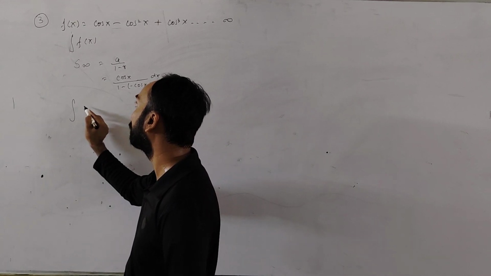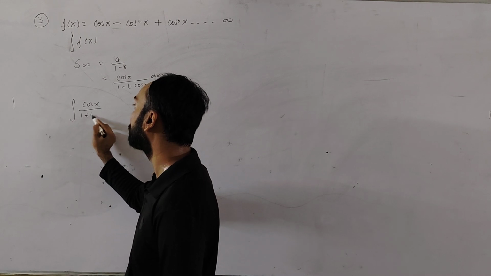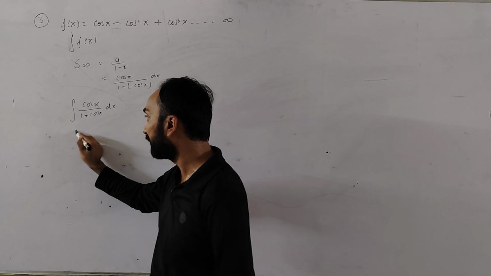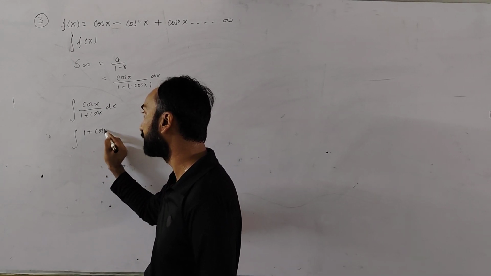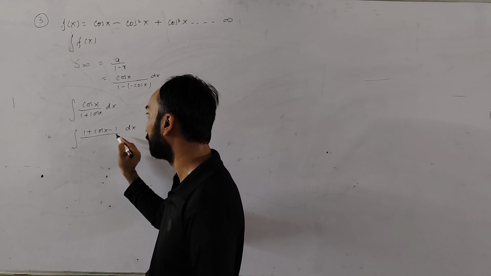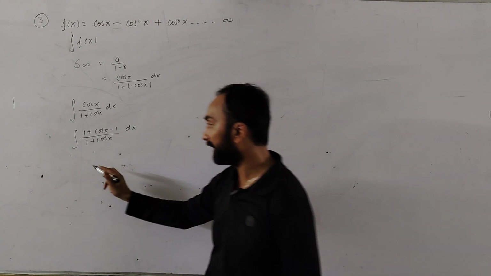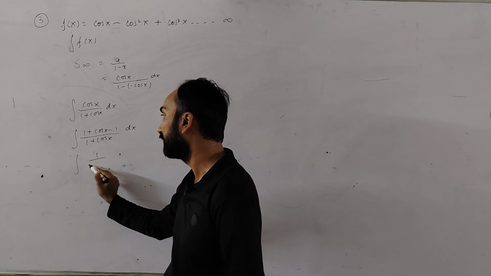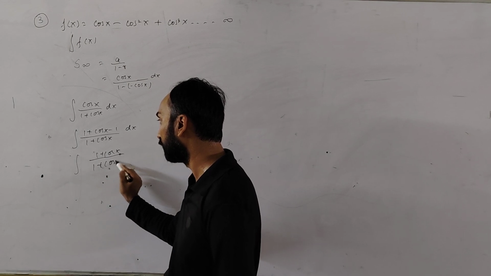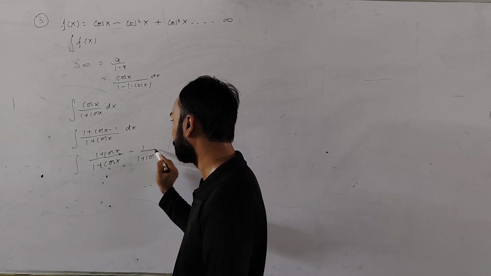Now we have to find the integral of cos x over 1 plus cos x dx. This integral we have to find. Now I am making a small change in the numerator: 1 plus cos x minus 1, that is, adding and subtracting 1 in the numerator, which is eventually not making any change. Now I can break it into two parts: 1 plus cos x divided by 1 plus cos x, minus 1 divided by 1 plus cos x, correct?